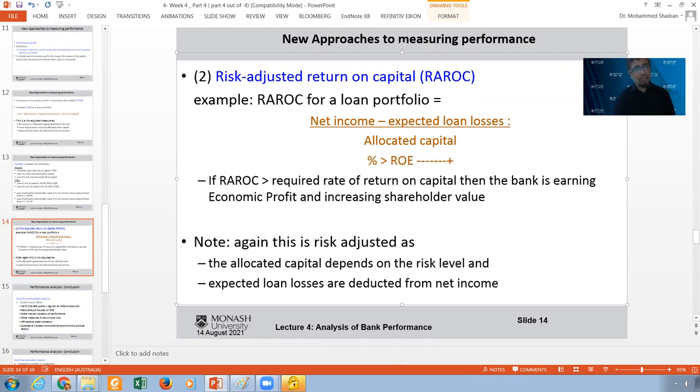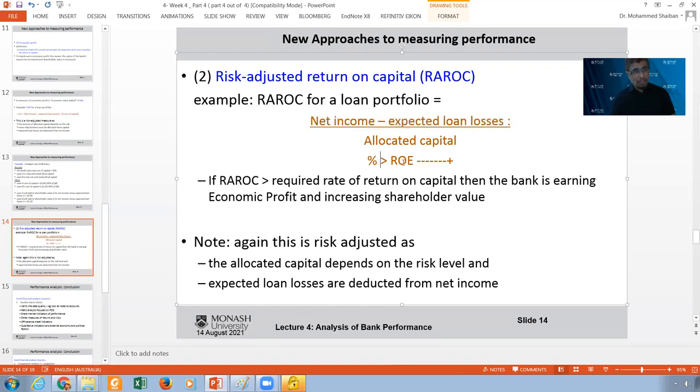Then this is actually a good loan and I'm making an economic profit. As you can see, I'm dividing the net income over the allocated capital. That will tell me how much the income is relative to the capital, after taking into consideration the expected losses. This numerator is after you deduct everything. You divide it by the allocated capital.